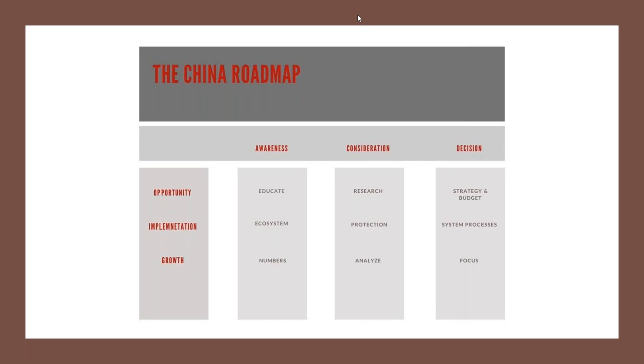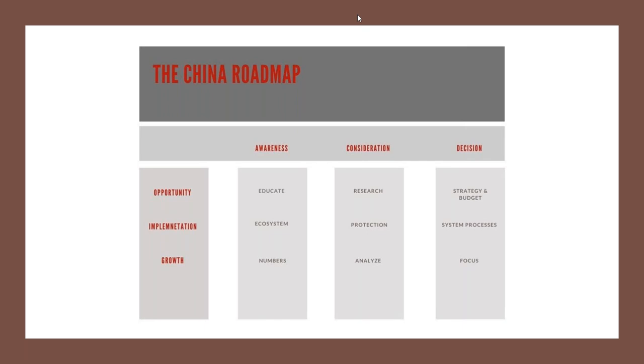The next step is implementation, right? You've got to first develop an ecosystem of people who are going to guide you. You then have to develop forms of protection, whether that's registering your trademark, developing system processes, doing due diligences, etc. Then you've got to implement systems. You've got to have contracts. You've got to know how invoicing works. You've got to know how you're going to operate your HR.